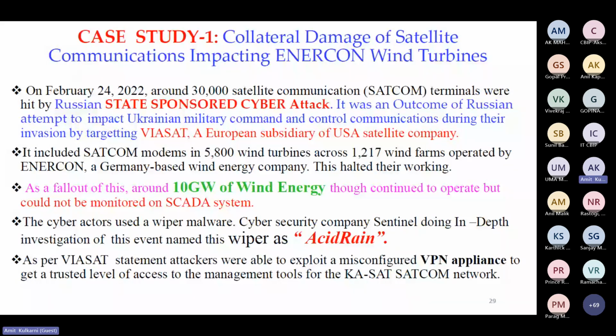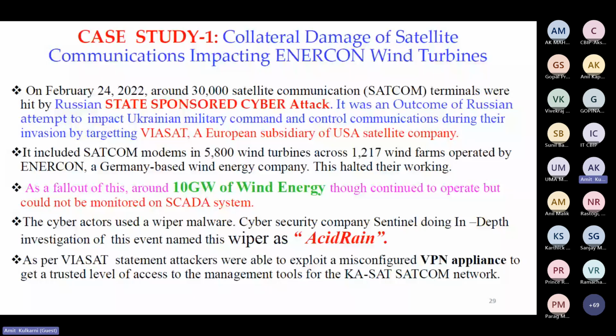This did not result in supply disruption or a generation loss sort of a thing. Wind energy continued, but the impact was it could not be monitored. Around 10 gigawatt of wind energy could not be monitored on the SCADA system.